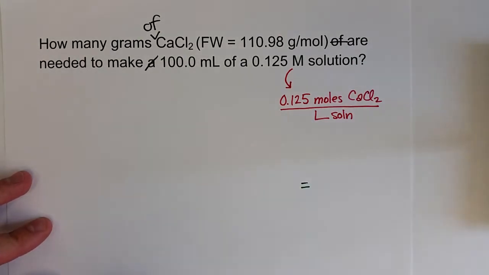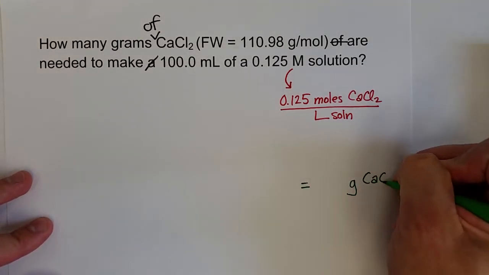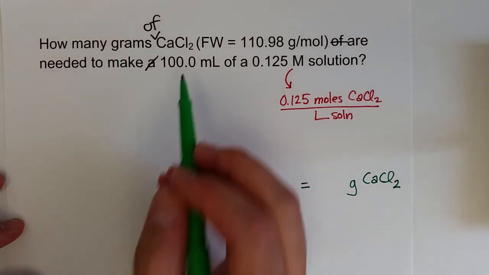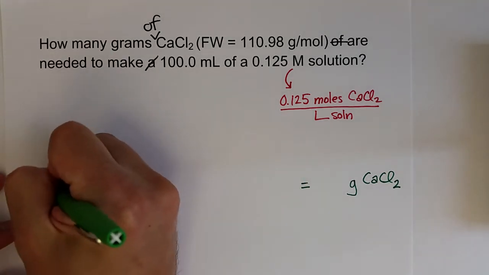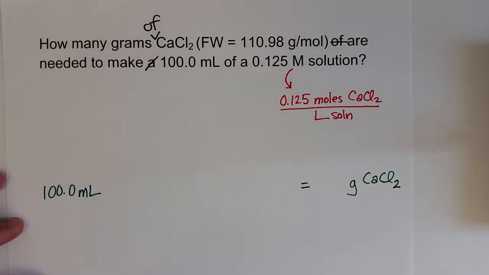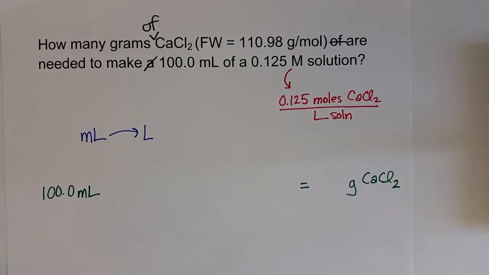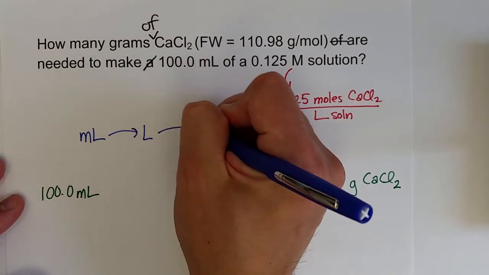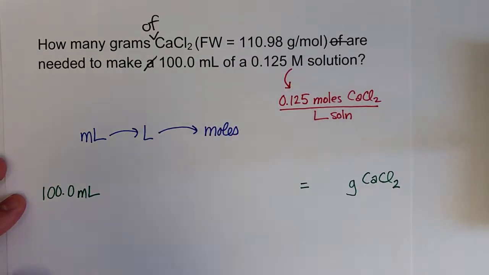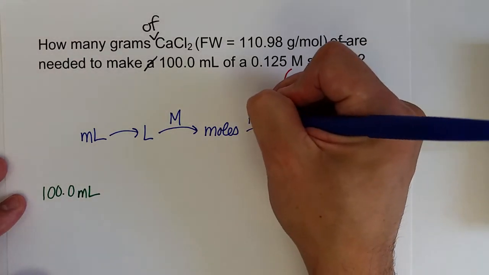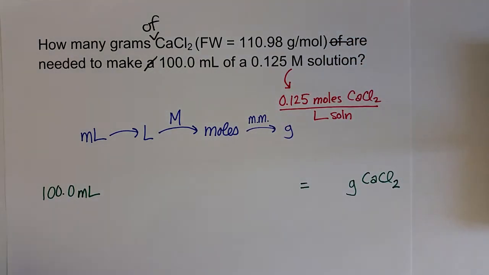So of course, first thing I can do is write down my units for my final answer, which is grams of calcium chloride. And I want to know how many grams I need to dissolve in that 100 milliliters of solution. And so that is the value in which I'm going to start with. So what I'm going to do is convert milliliters to liters just using the metric equality. I'm going to convert liters to moles using my molarity as a conversion factor. And then I can convert moles into grams, just as we've done many times before, using the molar mass. Okay, so here it goes.